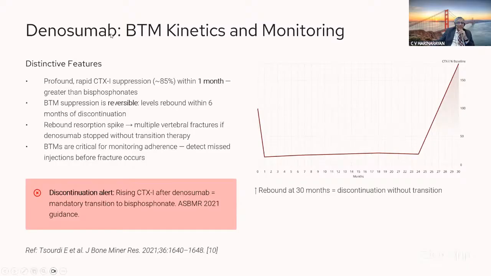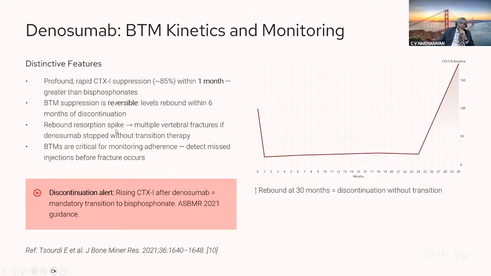When you are using denosumab, a RANK ligand inhibitor, profound CTX suppression occurs within the first month, greater than with bisphosphonates. The bone turnover marker (BTM) suppression is reversible; levels rebound within 6 months of discontinuation. Rebound resorption takes a spike. So when you're stopping denosumab, you want to see whether it is going to a rebound level, so you look at the markers at the end of 6 months.